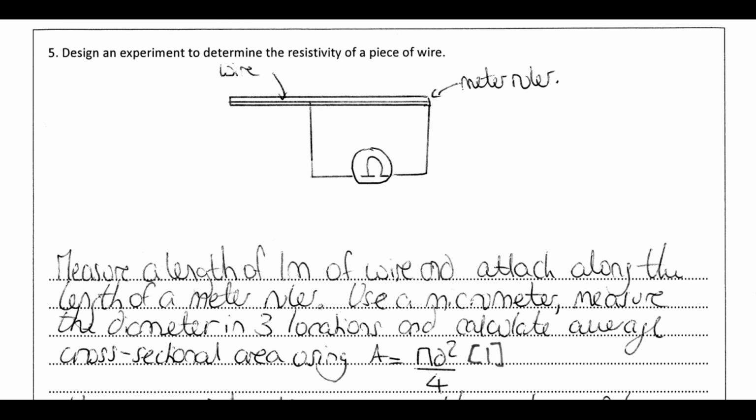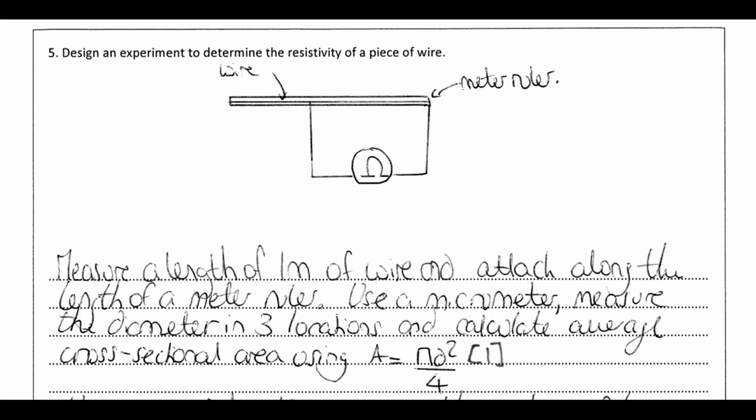Okay, so question 5 is a design experiment question. So we have to write up an experimental method. And this is a practical you should all have done because it's one of the required practicals as part of the course. And it's generally speaking a very good one to do. So the first thing I would say is I'm going to use an ohmmeter to do it, but you're perfectly happy using a voltmeter and an ammeter. This way is just much simpler to talk about, so I've gone with an ohmmeter.